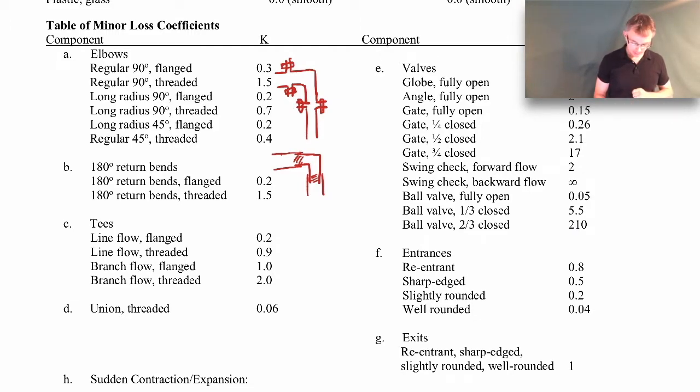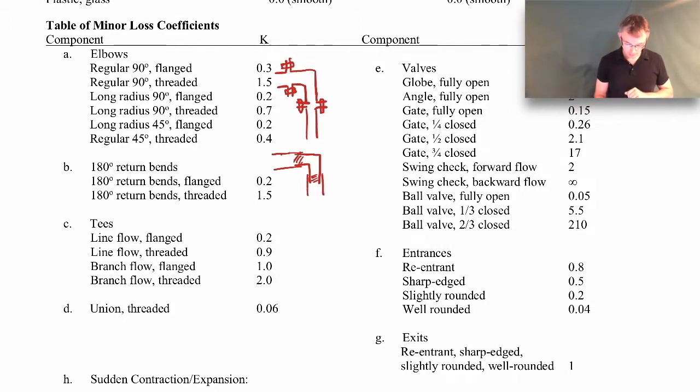The long radius versus regular just has to do with the size of the elbow. They don't give any particular numbers here. All I'll say is that the long radius just means that it's a bigger elbow. You're going to get a smaller loss because the fluid has plenty of time to follow the contours of that elbow. It doesn't have to make a sharp turn.